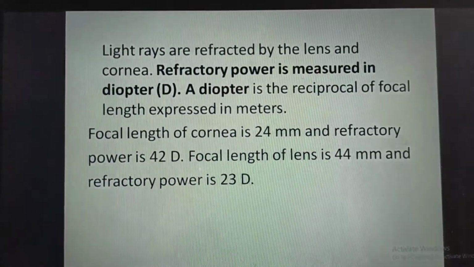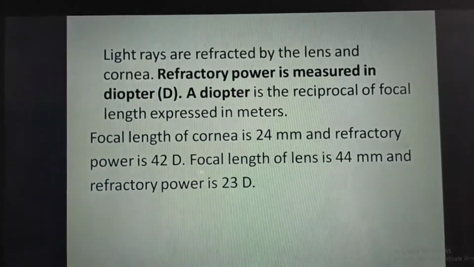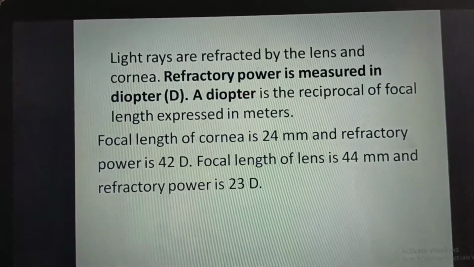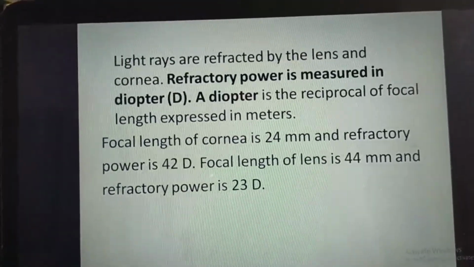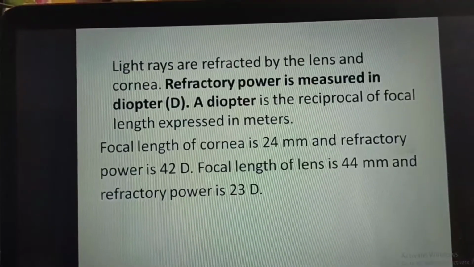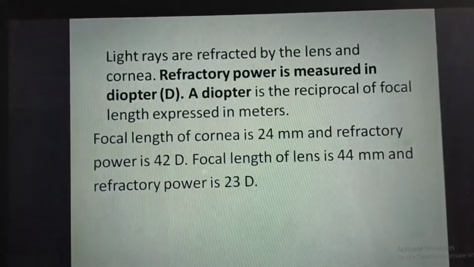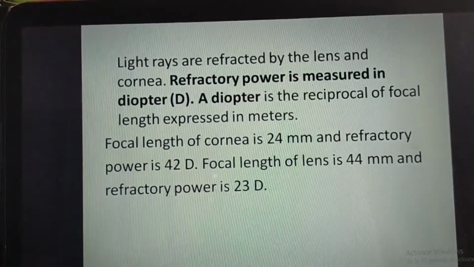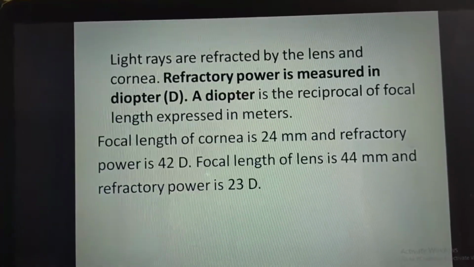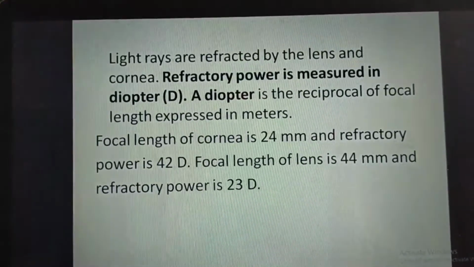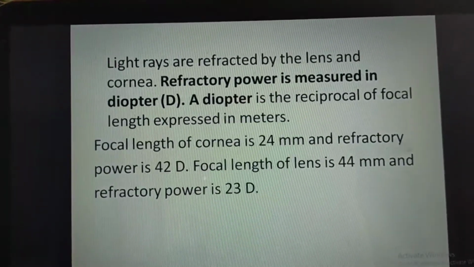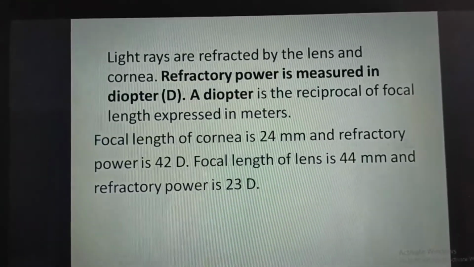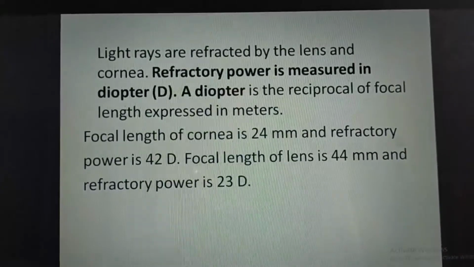Light rays are refracted by the lens and cornea. Refractory power is measured in diopter, which is also symbolized as D. A diopter is the reciprocal of focal length expressed in meters. Focal length relates to the focus of the lens. Focal length of the cornea is 24 mm and refractory power is 42 D. Focal length of the lens is 44 mm and refractory power is 23 D.